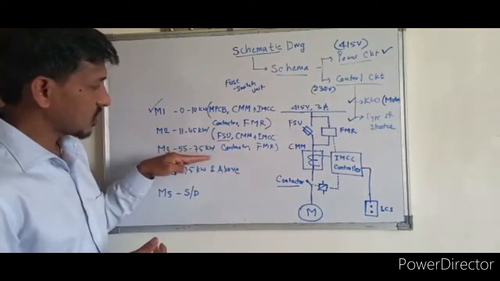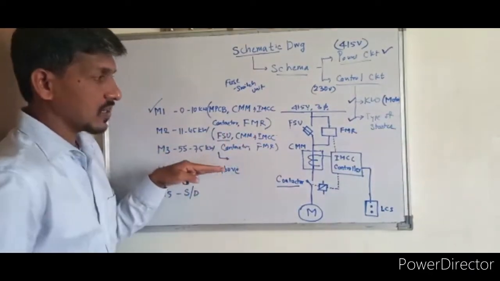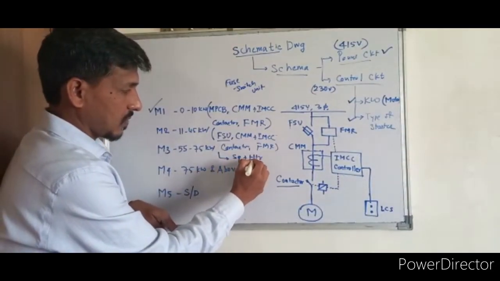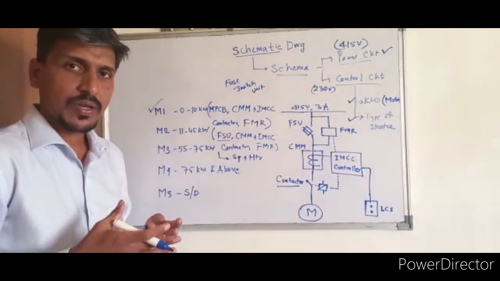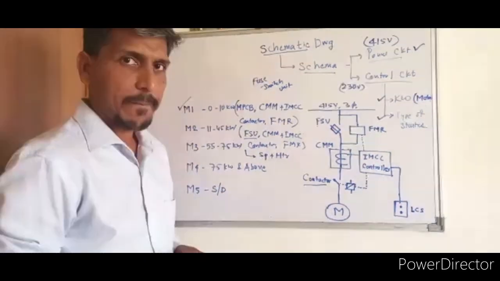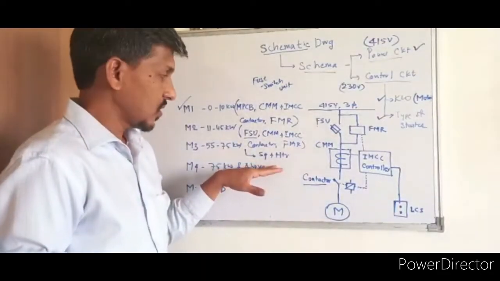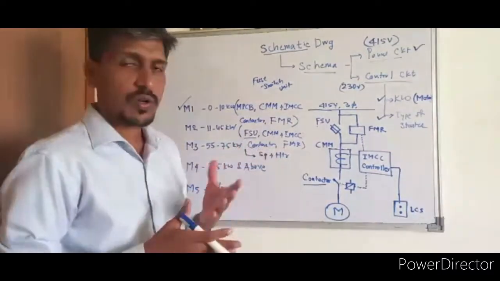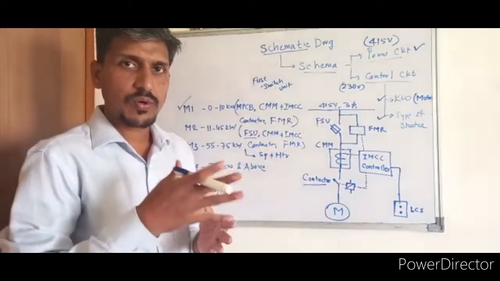Now let's see 55 to 75 kilowatt. In this, the equipment will be the same. The only difference is they are using the space heater here. Now what is this space heater? This is basically an anti-condensation heater. So this M3 scheme normally uses a space heater. The space heater is used as an anti-condensation heater. When your motor is on, the space heater is off. So it is normally used in the field when your motor is at standstill.